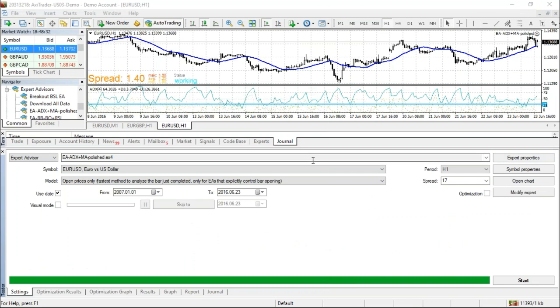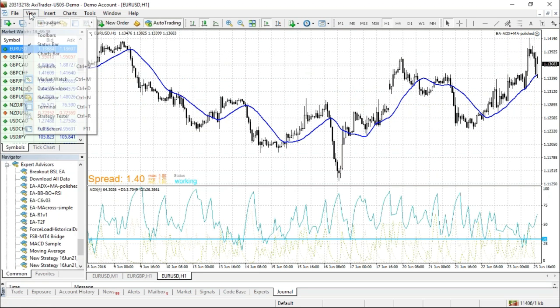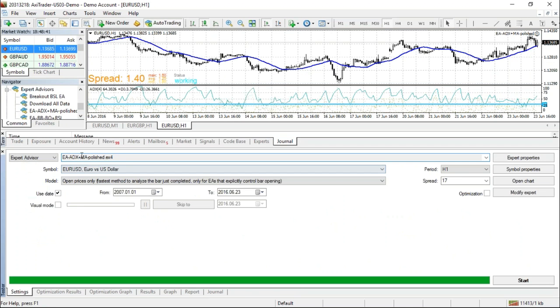But basically, what you do is you use the tester of MetaTrader, which is here, view, strategy tester, right? You choose your EA, which is this ADX moving average bot. You choose the pair. You choose the time window you want to test it on. It should be many years, not just 1 year. The time frame, the spread. I usually take a more expensive spread.